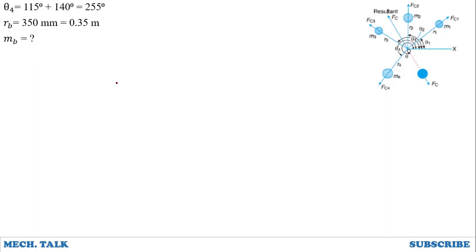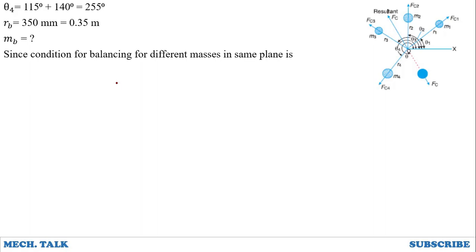So we have to find the balance mass. Since the balance mass is added, that means the system is in static equilibrium condition. I am talking about the static equilibrium condition because all the masses are in the same plane. That's why the condition will be the static equilibrium condition. The net summation of the force is equal to 0. So what will we use? We will use the balancing condition of static equilibrium, which is the net summation of the force is equal to 0.